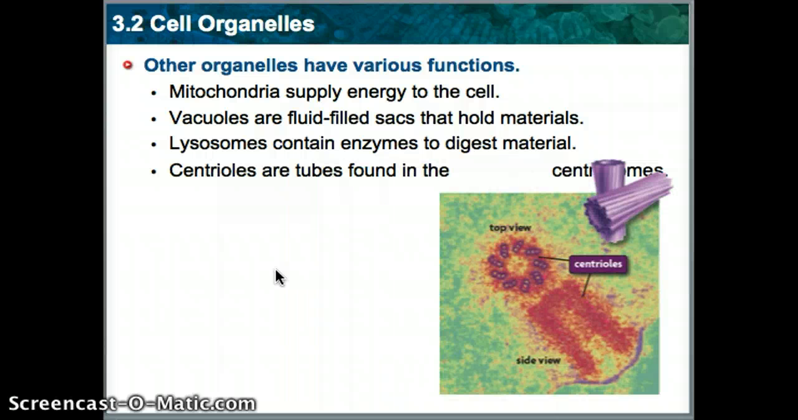The centrioles are paired cylindrical organelles near the nucleus. They're composed of 9 tubes, each with 3 tubules. The centrioles are involved in cellular division, and they tend to lie at right angles to each other.